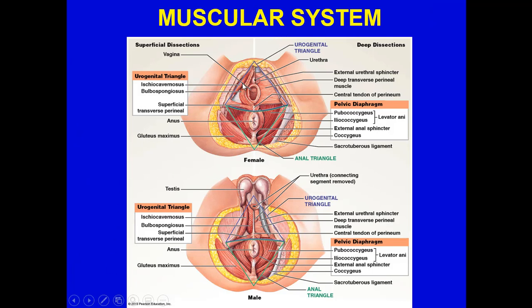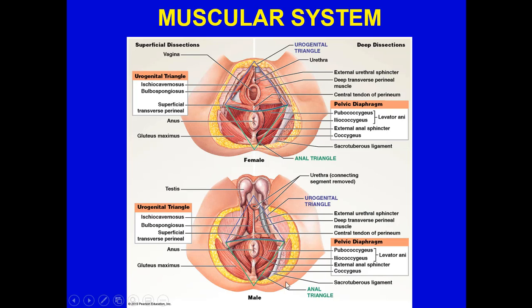Here is my urogenital triangle, right here. Here is my anal triangle. Now this is for female, and you can see the same triangles here for the male. Okay? And what you note is, besides the anus, you have the external anal sphincter here and here. The levator ani, which consists of the pubococcygeus and the iliococcygeus, is here and here, and you see this also on the male here and here.